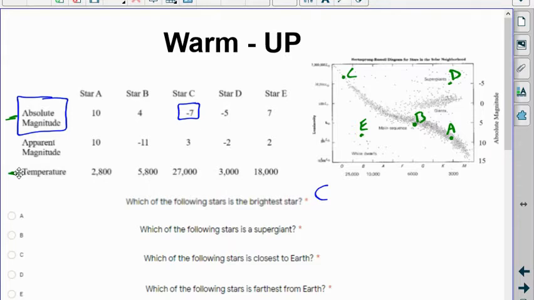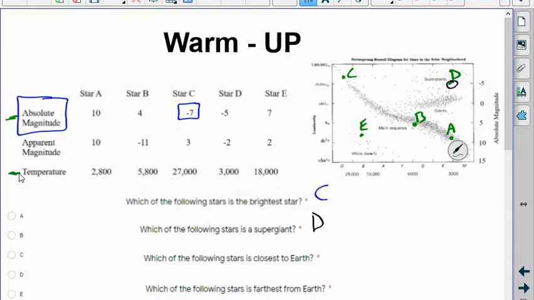Okay. Then we look at, these are all like this. We look at which of the following stars is a supergiant. That's why I did this in advance, as I have right there. I can see star D is a supergiant. So the answer is star D.